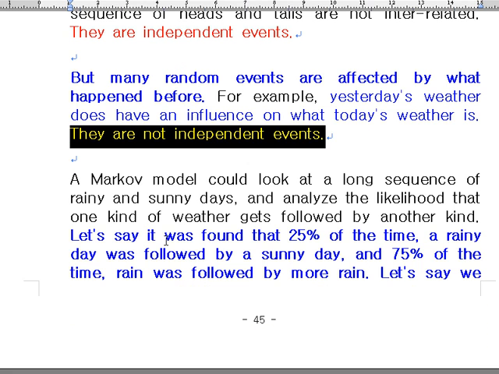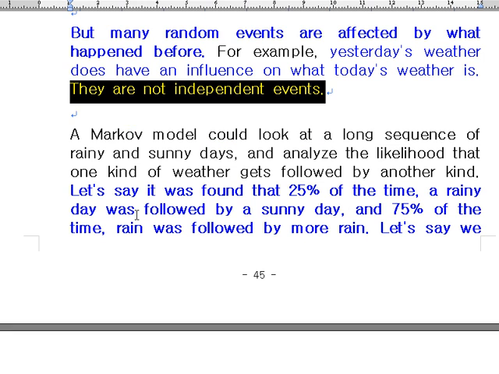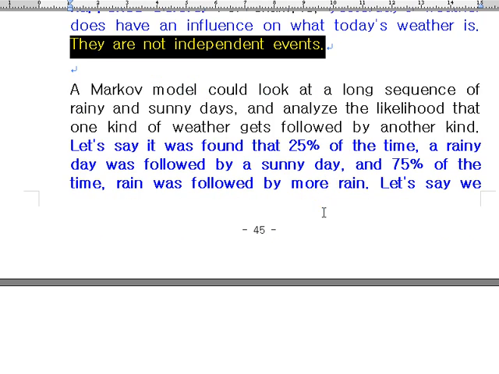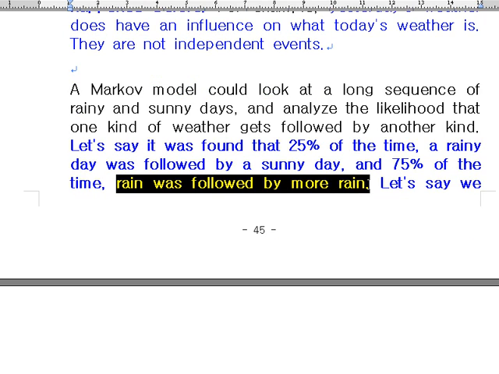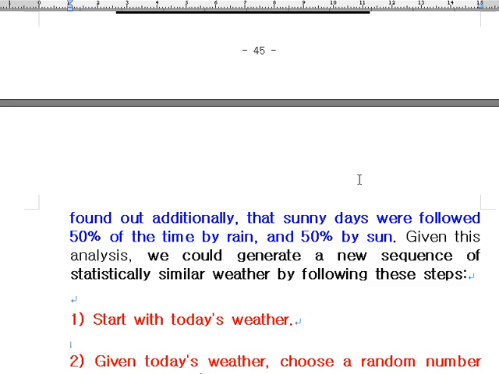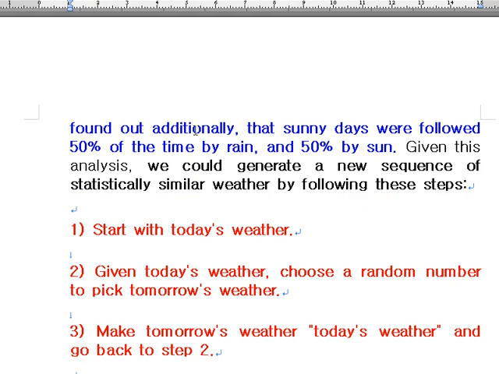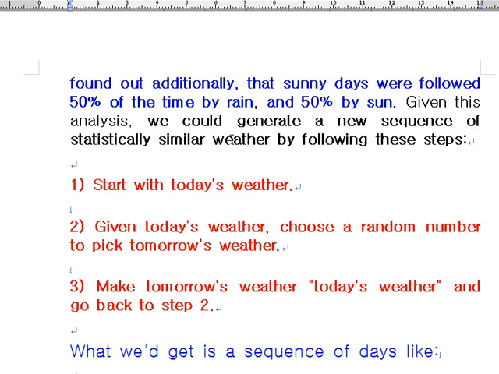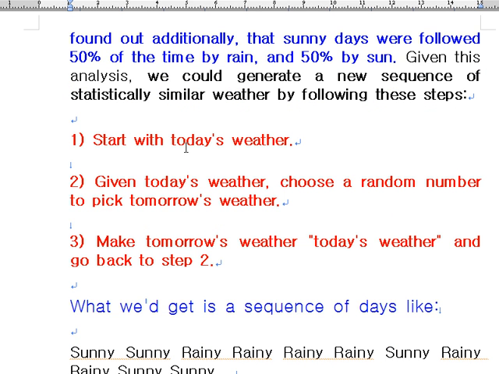Let's say it was found that 25% of the time a rainy day was followed by a sunny day, and 75% of the time rain was followed by more rain. Let's say we found out additionally that sunny days were followed 50% of the time by rain and 50% by sun. Then given this analysis, we could generate a new sequence of statistically similar weather by following these steps.